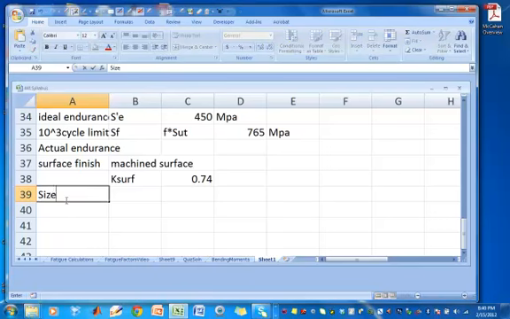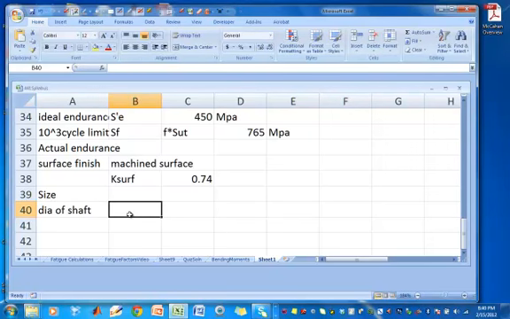Size effect. So I need to know the dimension, the diameter of the shaft, and it turns out I go measure it, and it turns out to be 16 mm. So immediately I can calculate the size effect.